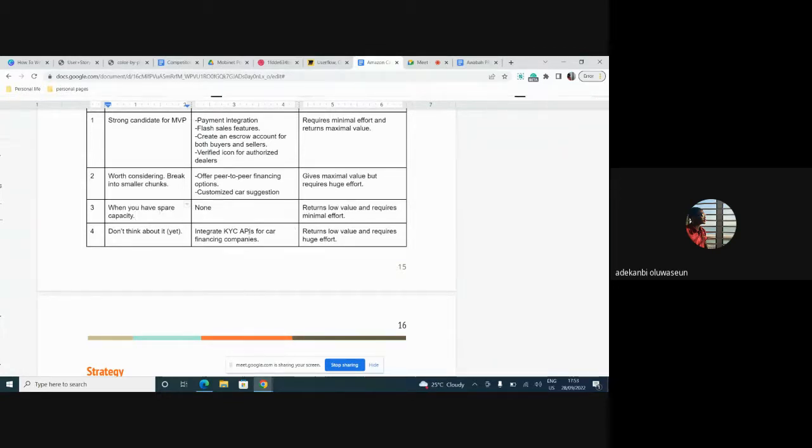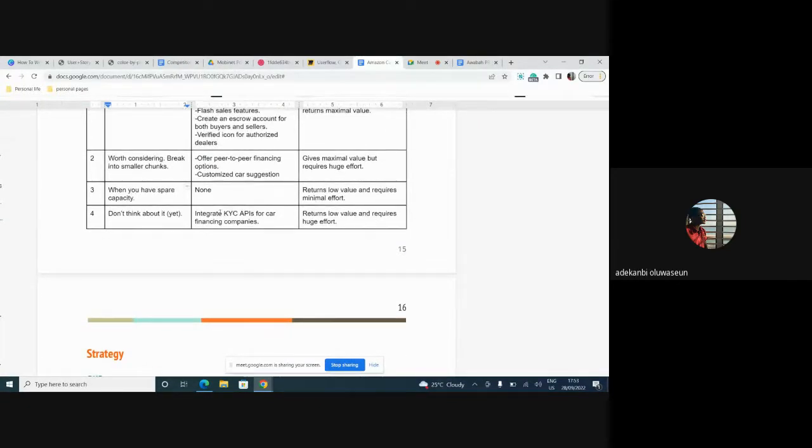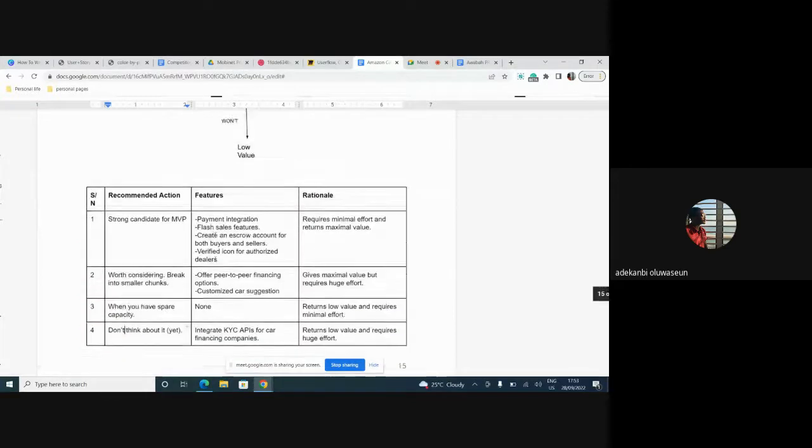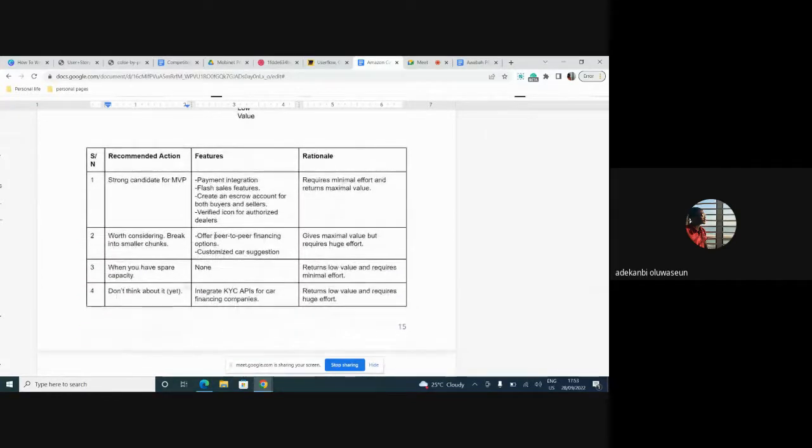The last one is the one that says return low value and requires huge effort, right? So this one, clearly the verdict is don't even think about it. Don't even think about it yet, right? So anytime you are prioritizing your backlog, this is what you want to look at.